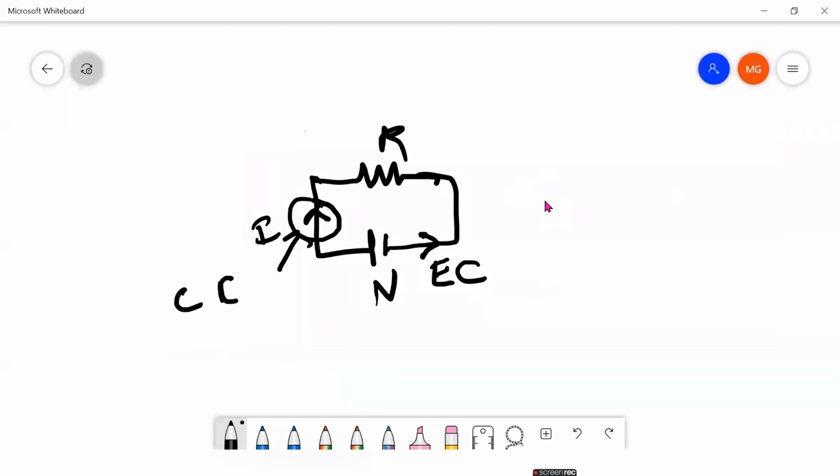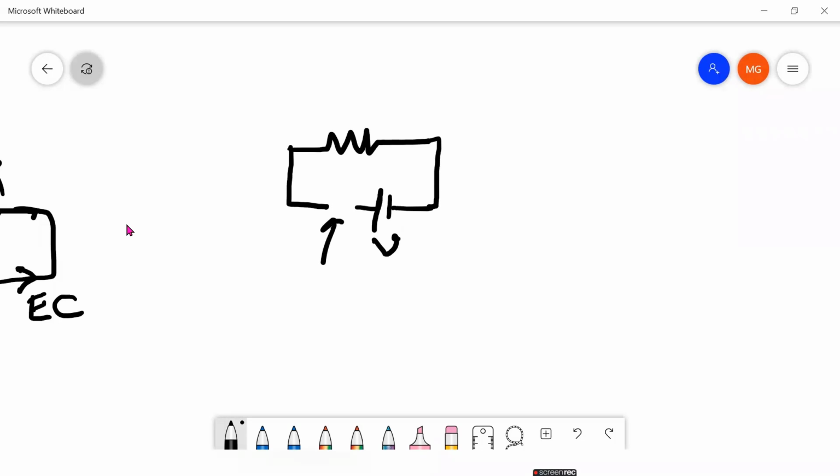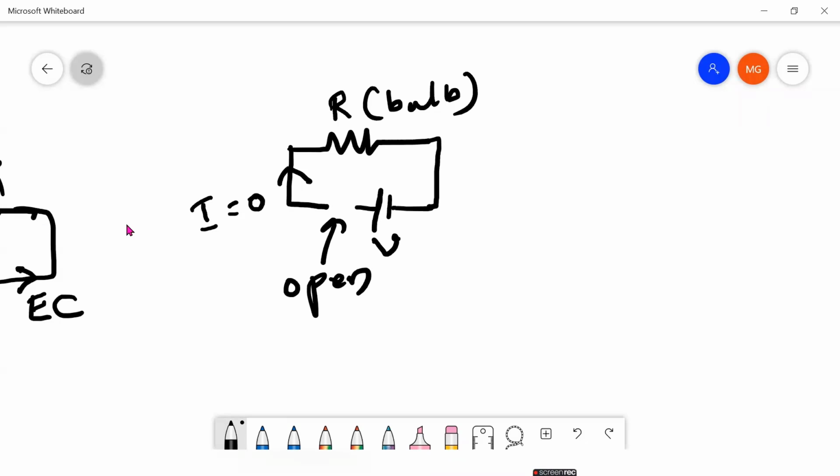So how can it be analyzed? The resistor is a bulb, the battery is there, and it gives the voltage V. One terminal is connected, but the other terminal is open, so there is no flow of electrons. That's why the current I is 0. This is the resistor, and in this place the bulb is used. So we call this an open circuit.